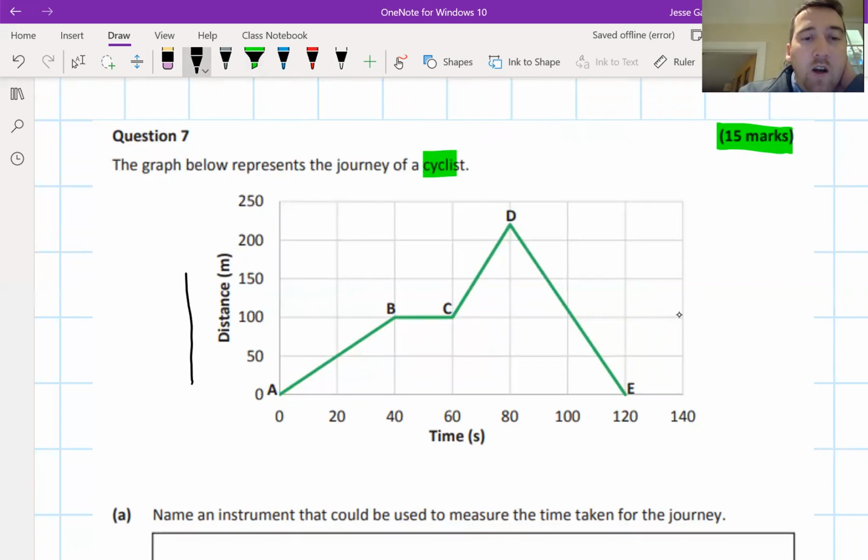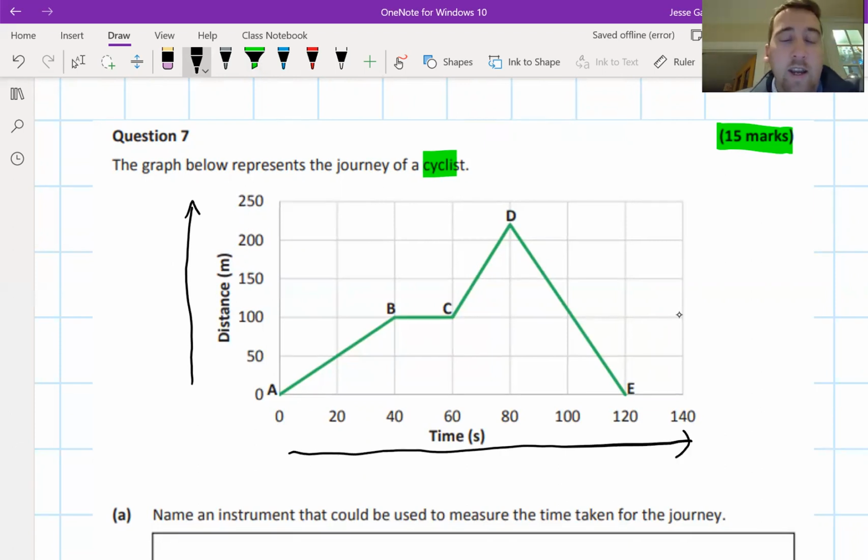On the y-axis, we've got distance increasing from 0 up to 250 meters, and on the time axis, we've got time in seconds increasing from 0 up to 140 seconds. On the graph, there are 5 different letters shown as different stages of the journey, A, B, C, D, and E, and you might be asked about some of those letters.